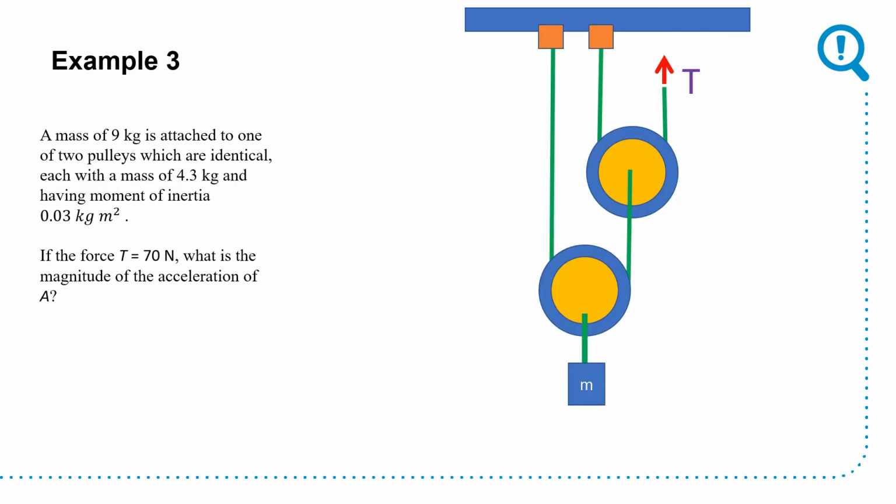Finally, this one here, which is a very complex motion. Let's not sugarcoat it. I have a mass of 9 kilograms that's attached at the bottom here, and it's attached to 2 pulleys. Both of them have a mass which is 4.3 kilograms and have a moment of inertia of 0.03 kilogram meter squared. A force of 70 newtons right here is applied. Now, what is the magnitude of the acceleration of A? And A is over here.